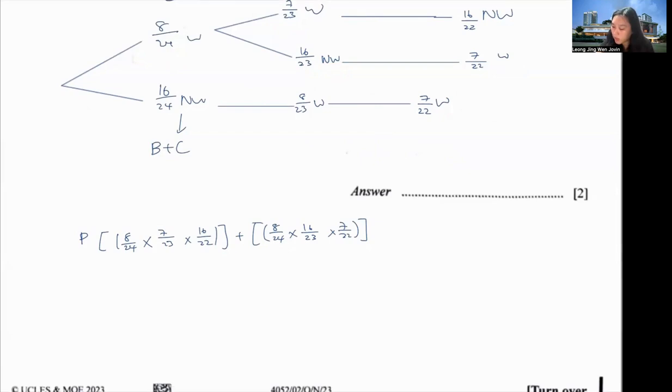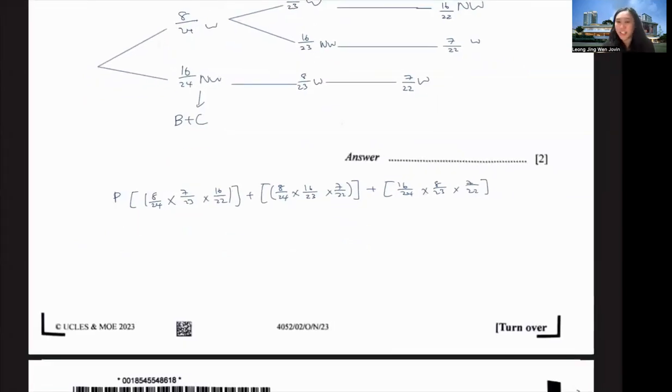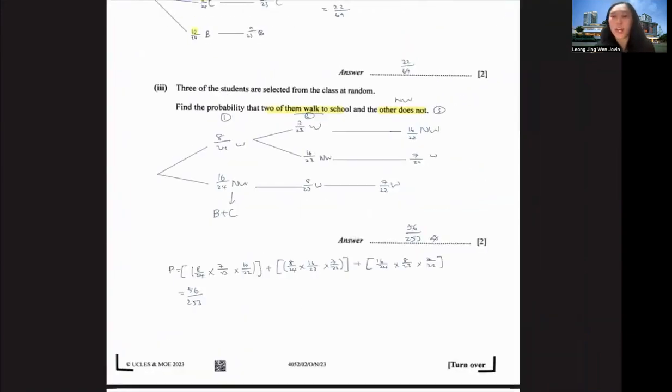And my last condition will be plus 16/24 multiplied by 8/23 multiplied by 7/22. That is my third condition, whereby I start off with non-walker, then walker, walker. So non-walk, walk, walk. Okay, a whole string of numbers, very, very long. Just key it into your calculator, and you will get 56/253. This would be your final answer. For probability, you can leave your answer as a fraction.